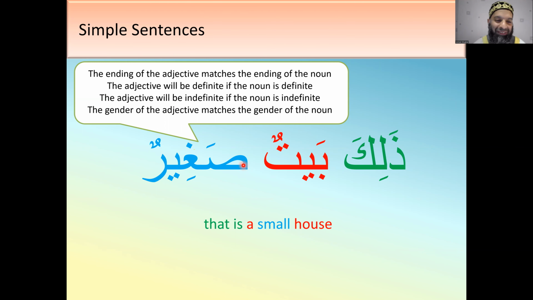Right, okay. The last thing: the gender of the adjective matches the gender of the noun, right? So this is not a feminine word, so you're not going to have a ta marbuta at the end here. If it was a feminine word, you would have a ta marbuta. It would be saghiratun, right? So if the description is describing a feminine word, it's going to be feminine itself. It's going to have a ta marbuta at the end. If the word it's describing is masculine, it's not going to have a ta marbuta at the end, right?